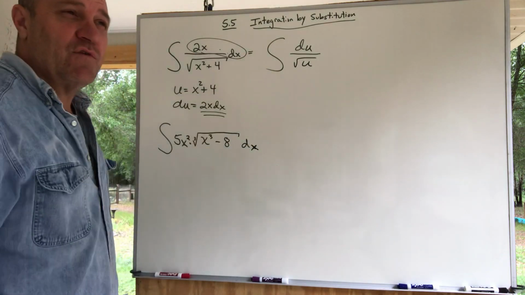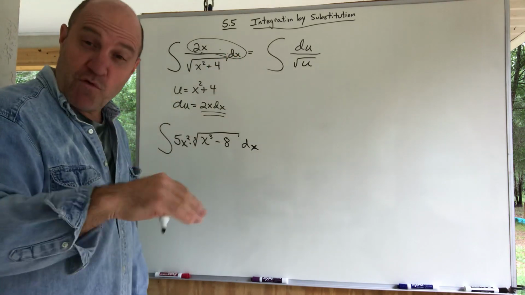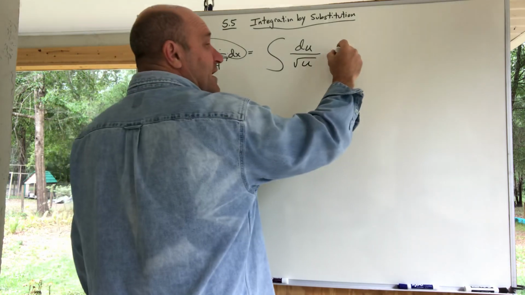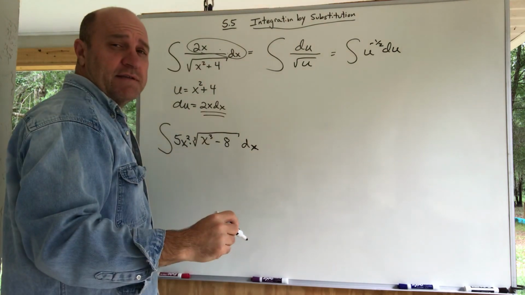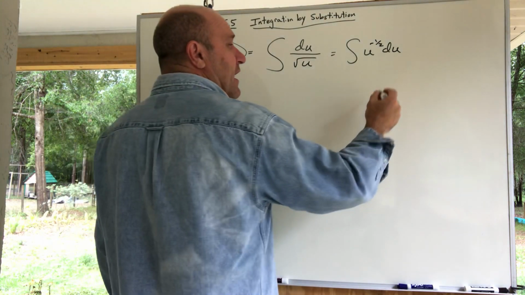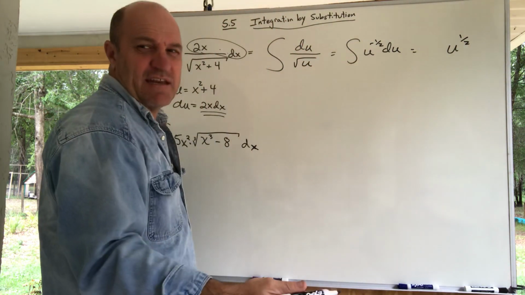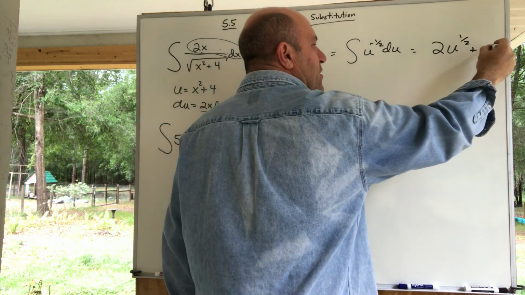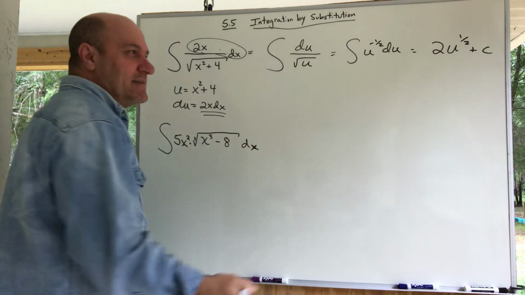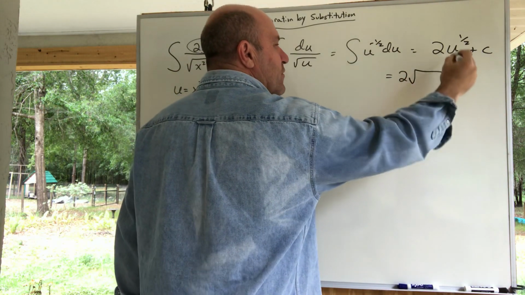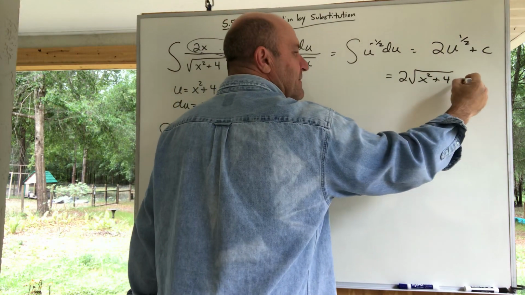Some students get confused here. From early in this chapter, 5.1, you practiced problems like this. You move it up and do a power rule. This is u to the negative 1/2. Now you do a power rule. Add 1 to it, u to the 1/2. Divide by 1/2, which means multiply by 2, plus c. There's the answer. Let's put the answer back in x's. So the answer is 2 times the square root of u. What's u? x squared plus 4, plus c.